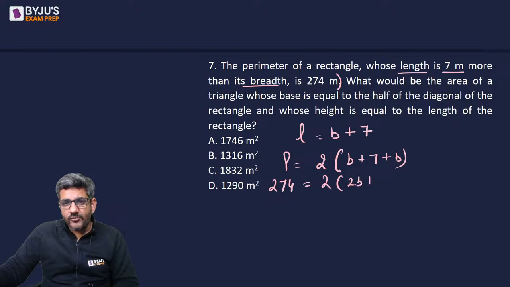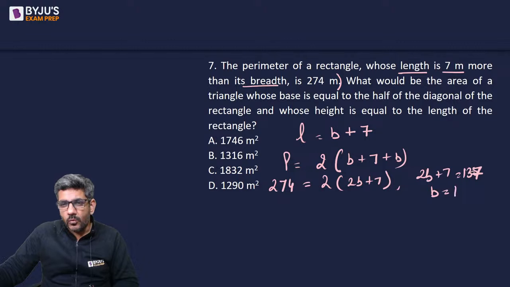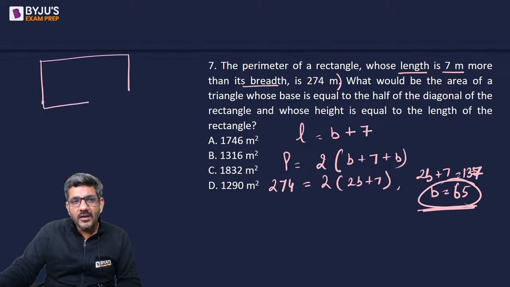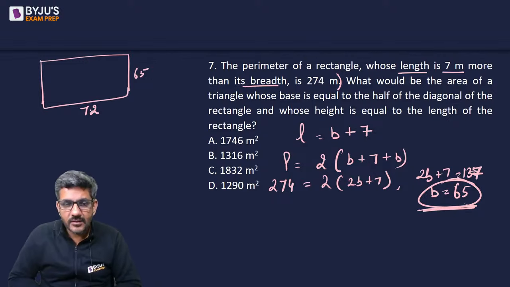So 274 is twice of 2B plus 7, or I can say 2B plus 7 is 137, or B is equal to 130 by 2, that is 65. So I can say now that this rectangle has a breadth of 65 and a length of 7 more, which is equal to 72. Breadth will be 65, length 72.